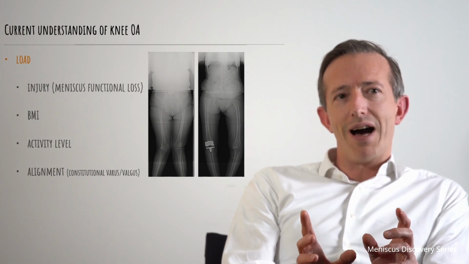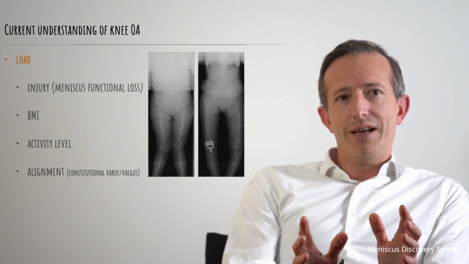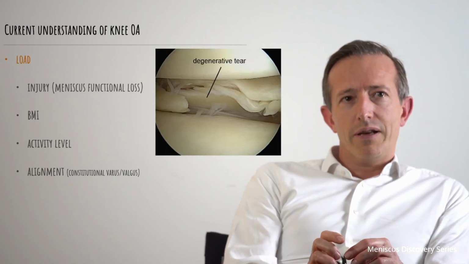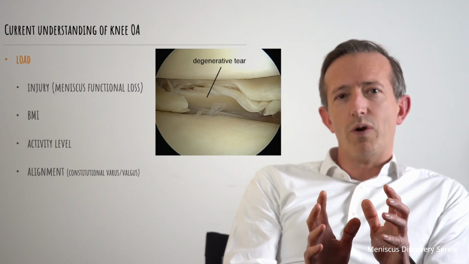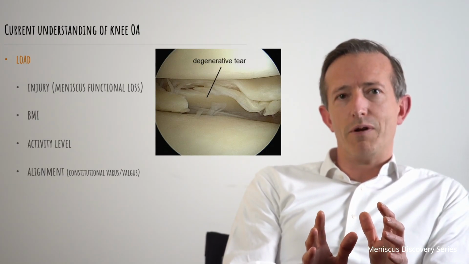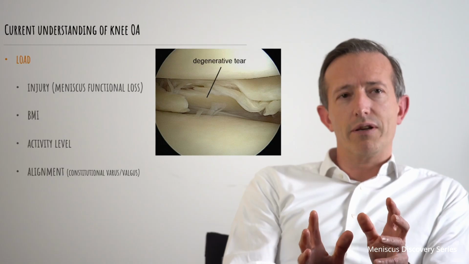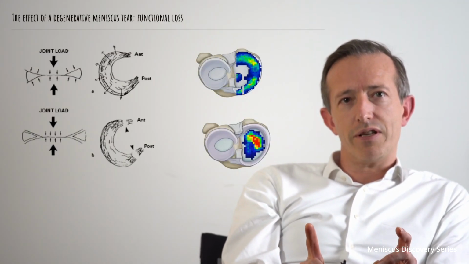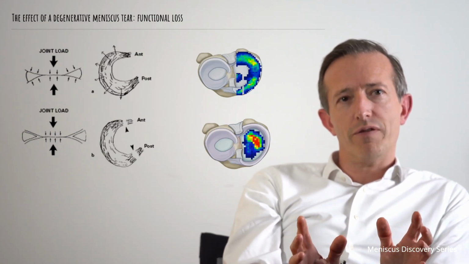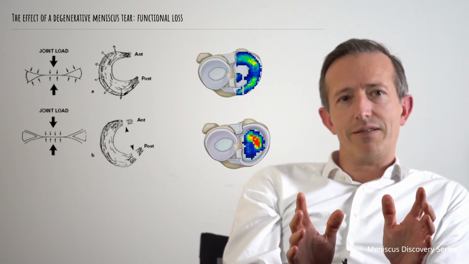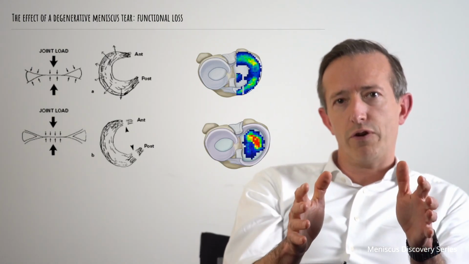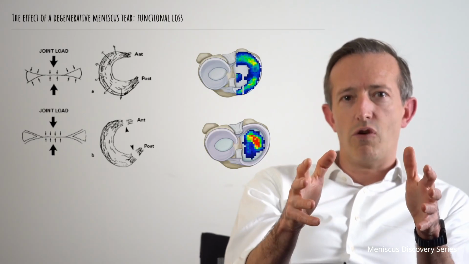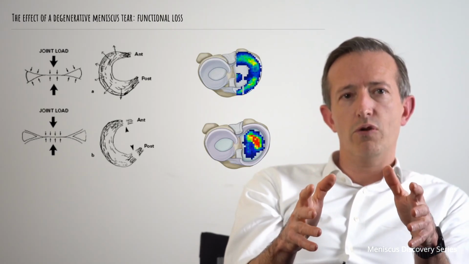You need to look into BMI, the body mass of that patient, his activity level, and the alignment, either in varus or in valgus. And so we're looking at what happens to the load if you lose your meniscus because of a tear or an injury. So what happens to the joint load once you are confronted with a meniscus tear? Basically, you lose function of the meniscus, and that implies that the load is no longer transferred by the meniscus as such, but is now transferred to the cartilage as a whole. You see an increase of the load on the cartilage.